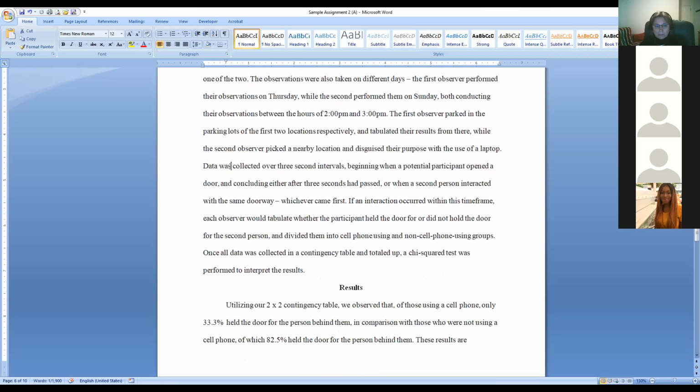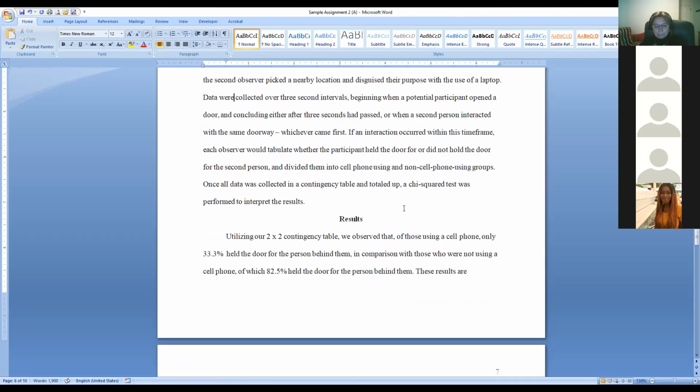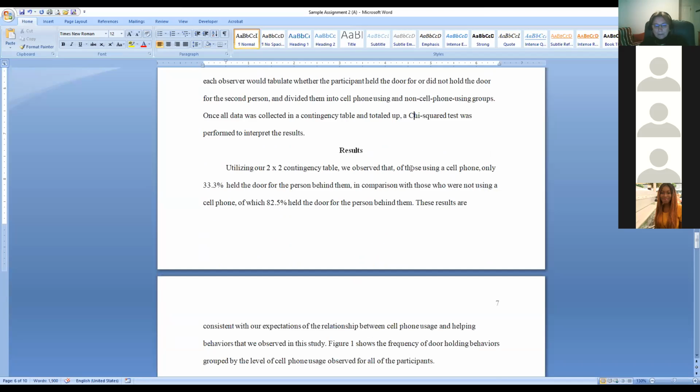Data, data is always plural, collected over 3 second intervals. That is, they literally observed the person for 3 seconds. If nothing happened, no door holding, they would move on to the next participant. A few little things that one could clean up, like chi-square, right, for example. So make sure you have all these components. They will be yours because your study was different from theirs. Now come the results, right?